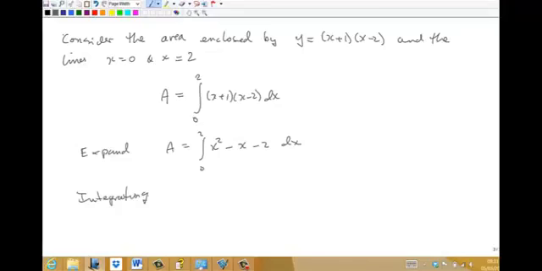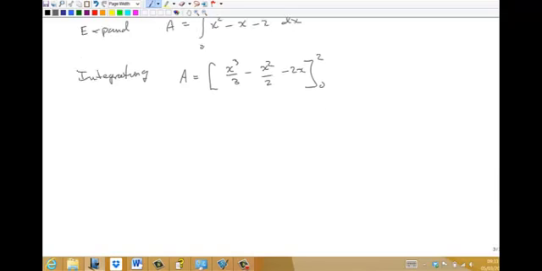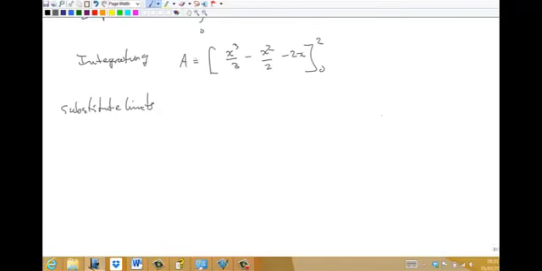Integrating, we get the area is equal to x squared integrates to x cubed over 3, x integrates to x squared over 2, and minus 2 integrates to minus 2x, between 0 and 2. We substitute the limits and the area equals 8 over 3 minus 2 minus 4 minus 0, and that becomes minus 10 over 3, which is negative.